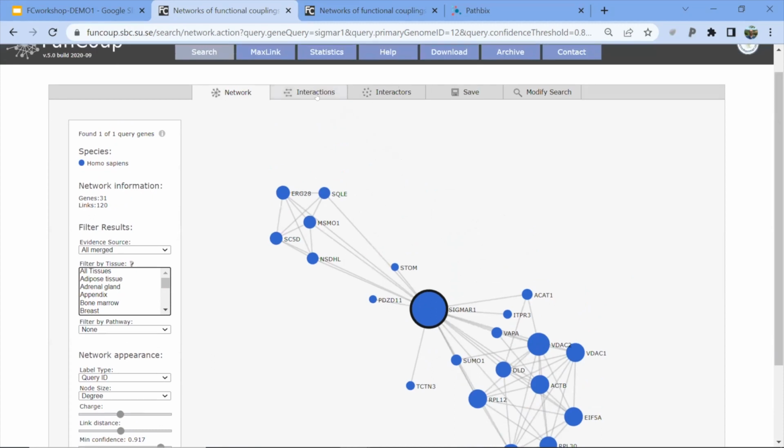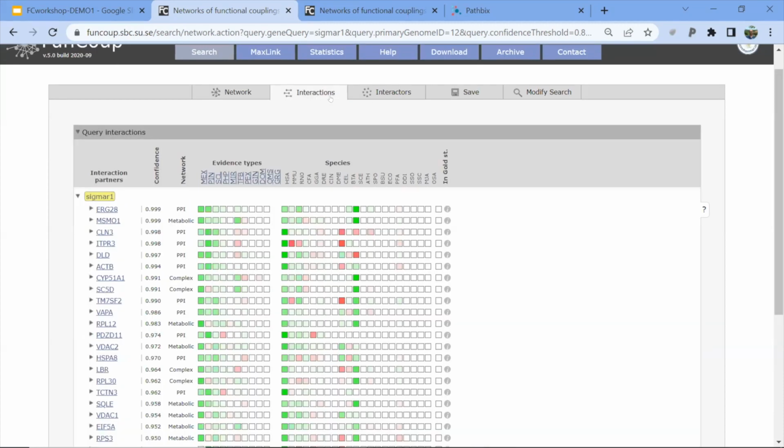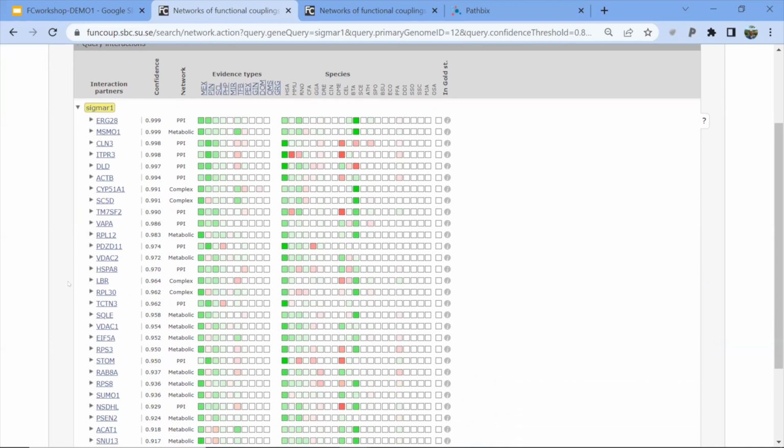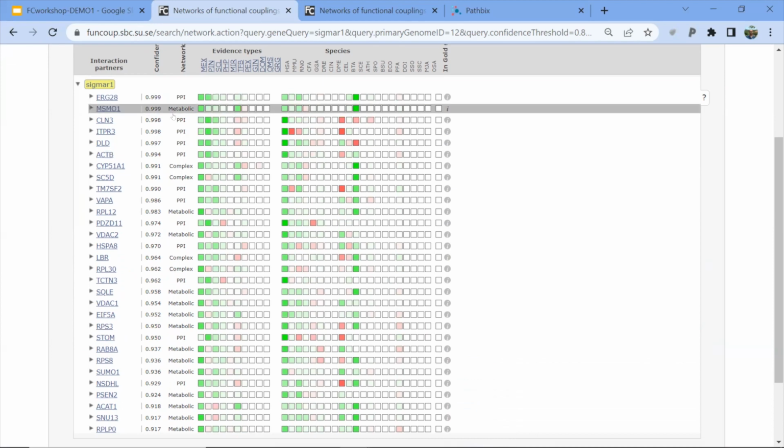So moving on to this interactions tab, here we can see a list of all of the interaction partners to the sigma-1 gene. By default, it will list the top 30 interaction partners. Here we can see that all of them have quite a high confidence score, above 0.9. And we can also see which gold standard networks the highest scoring interaction originates from. So here we find a lot of metabolic and a lot of PPI for the various links.